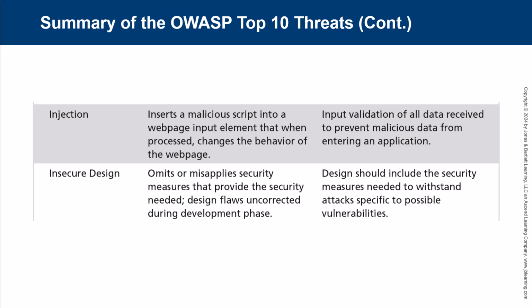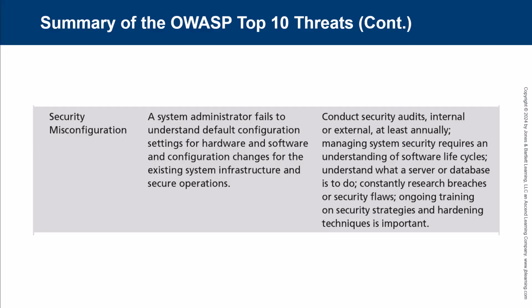Insecure design. Omit or misapply security measures that provide the security that's needed. Design flaws uncorrected during the development phase. Again, how do we fix that? Security misconfiguration. System administrators fail to understand the default configuration settings of the hardware and software and the configuration changes for the existing infrastructure. How do we fix that? Again, we're looking at the third column to talk about our mitigation strategies. I am not reading them. I want you guys to actually go through and think about them yourself and compare and contrast your response versus the response in the third column.